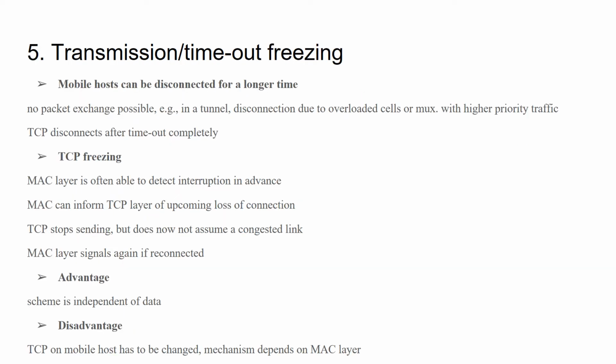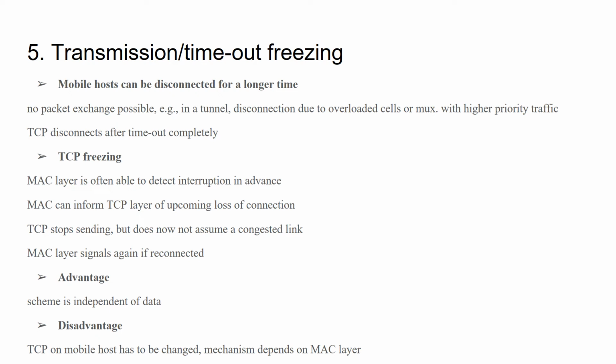So fifth topic is transmission or timeout freezing. Under this, you will have two topics, that is the mobile host can be disconnected for a longer time. No packet exchange is possible, for example in a tunnel connection, or disconnection due to overloaded cells or mux with higher priority traffic. TCP disconnects after timeout completely.